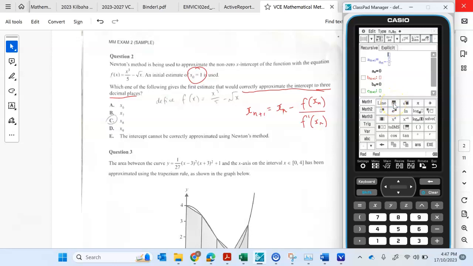Okay, so we've got x cubed over 5 minus the square root of x. So that's my f of x. Now, because my formula is in terms of an on my calculator, I'm just going to change that x to an.